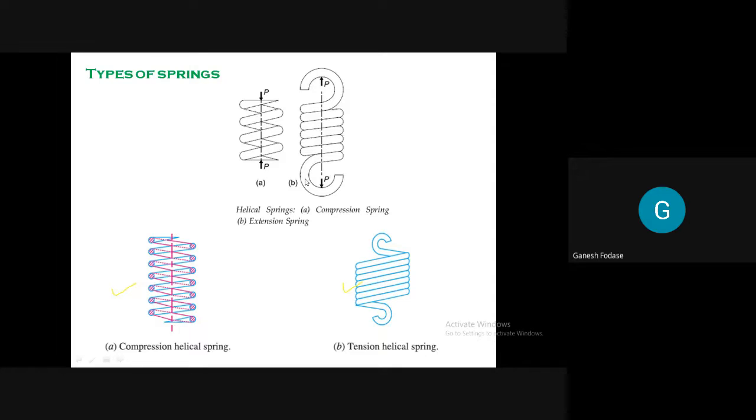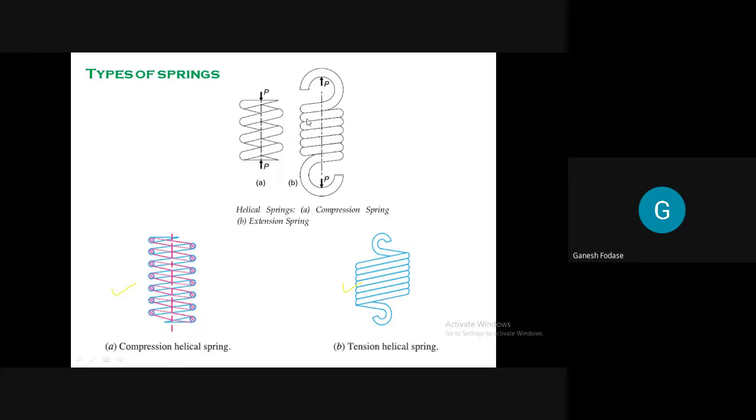Now by looking at this diagram, you can see why the name is compression and why the name is extension, both being helical springs. When the spring undergoes action of compressive force, initially it is having free length. You can say this one is free length, but when compressive force is applied, the spring gets compressed, and hence based on the spring motion, the spring is called a helical compression spring, as it is subject to compressive force. And opposite here, generally in the initial case, these wires are in close contact with each other.